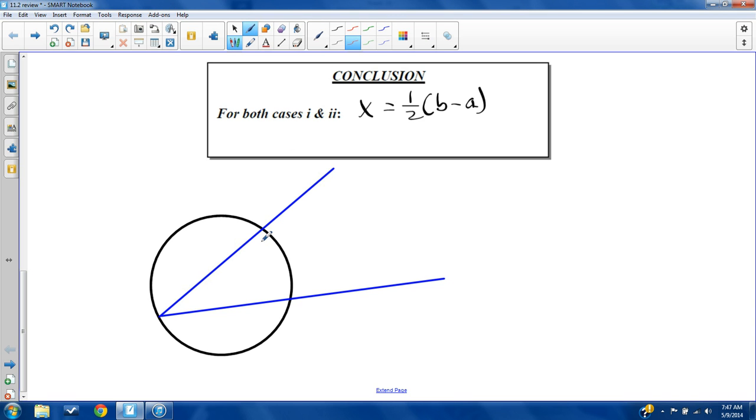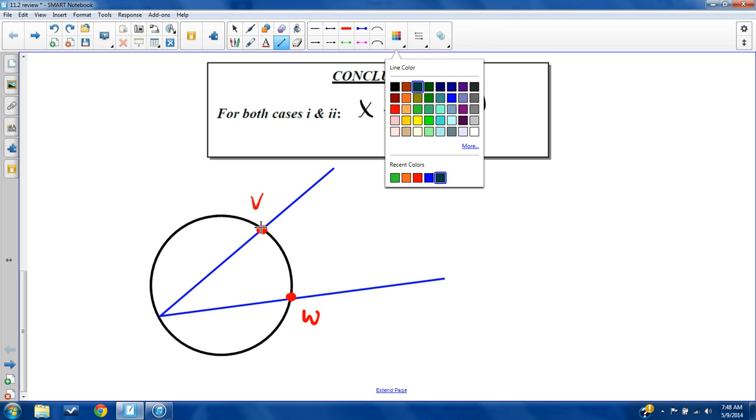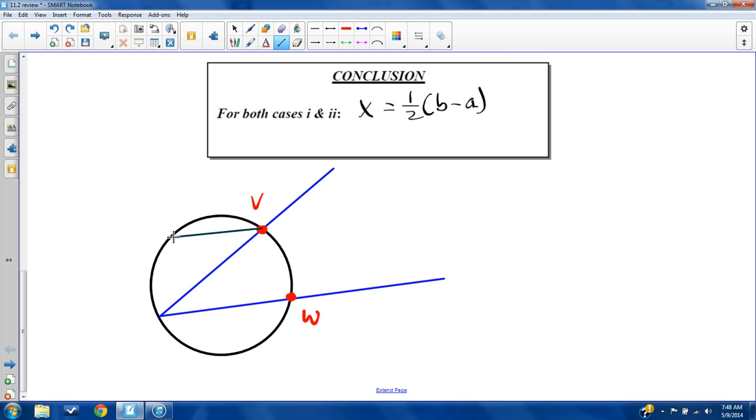Here's an example of an inscribed angle with these two endpoints. Let's say these are v and w. Remember, all inscribed angles have the same measure. So if I draw that inscribed angle, they have the same measure. This inscribed angle has the same measure as the other one. Let me draw them outward. So keep in mind, this guy and this guy have the same angle measure.